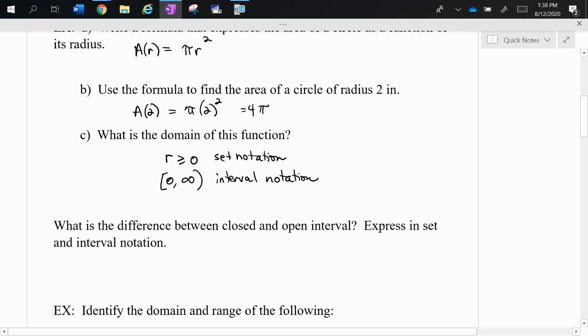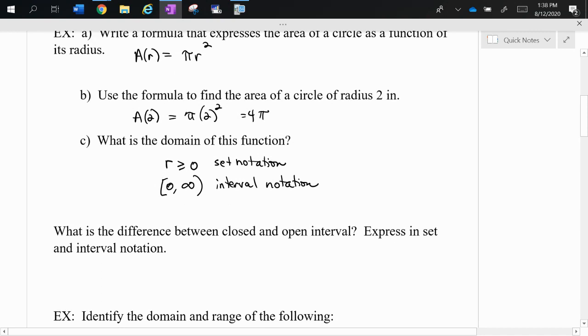What's the difference between closed and open interval? What we've got here is an interval. This domain is what we call an interval. An interval is a range of values. So like we could say the interval from 5 to 10. The interval from 5 to 10 would be all the numbers from 5, in between 5 and 10, all the way to 10. In this example, our interval is from 0 to infinity.